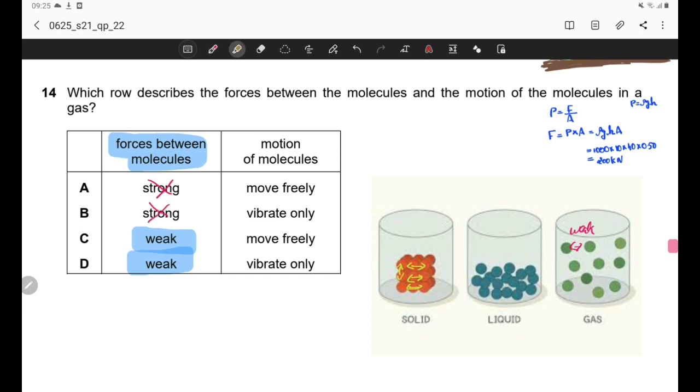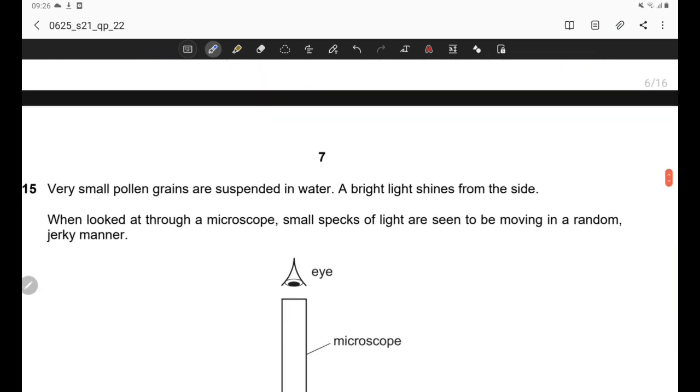Now we have to look at the motion of molecules. Again we can look at the molecules in gas. There we can see each molecule is separated and there is a big space between them. So they are free to move. They will move freely in any direction, because molecules have a lot of space. So vibrating only is wrong, but they can move freely. Therefore the forces between molecules are weak and they can move freely. Hence the correct answer is option C. Going to question 15.